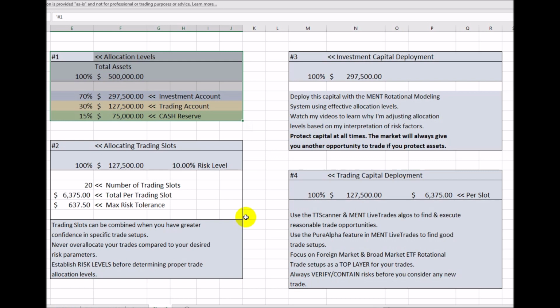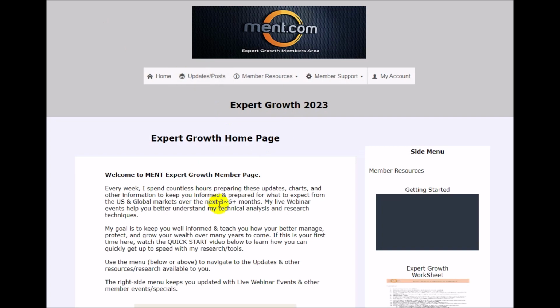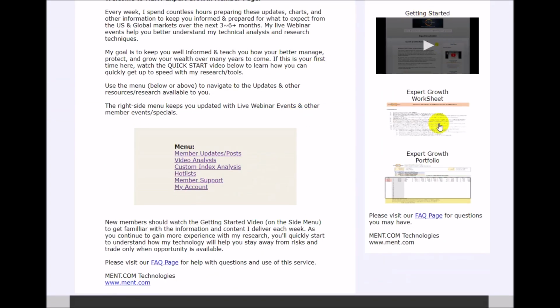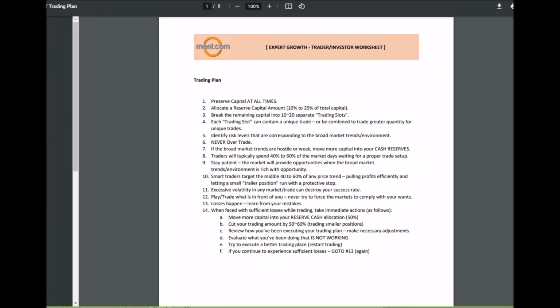The goal here is to educate you, keep you calm, show you what's going forward, and allow you to use the resources that I'm teaching you to become much more efficient at making money in the markets. Remember, long-term success is being able to ride out the market trends efficiently. In fact, I've created this expert growth worksheet, which is 7 pages. Let me drag this over.